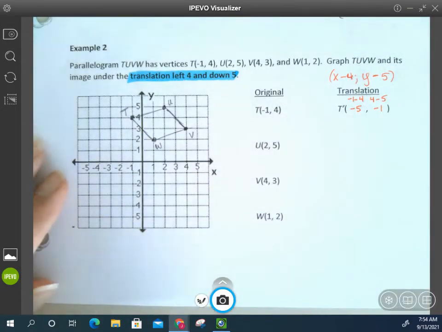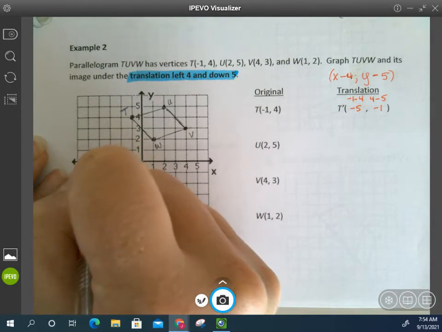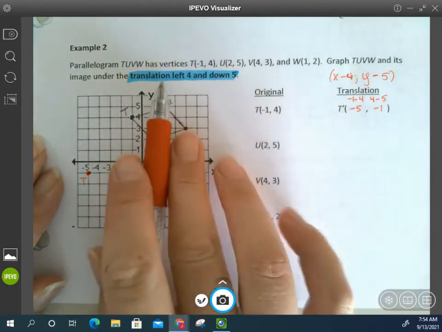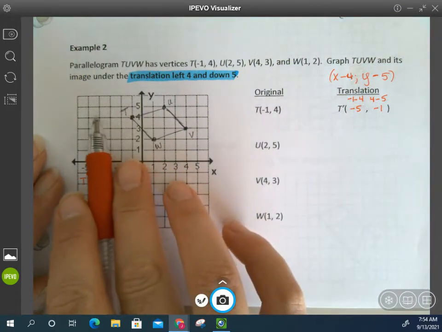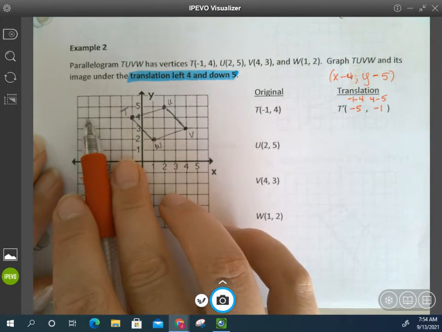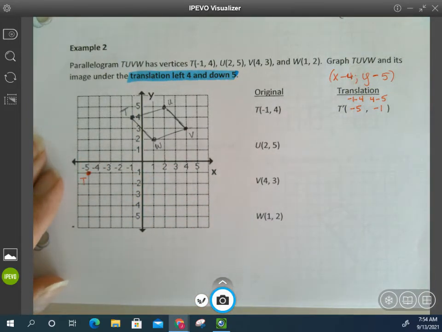So let's test that and see. I should be at -5, -1, and that should be my new T value. Okay, so they told me to move left 4. So 1, 2, 3, 4. Okay, that lines up. And then it told me to move down 5. So 1, 2, 3, 4, 5. So I'm content. I've double checked myself.